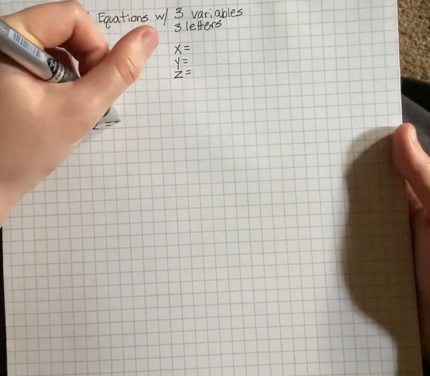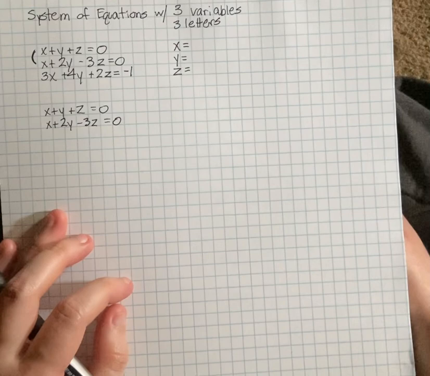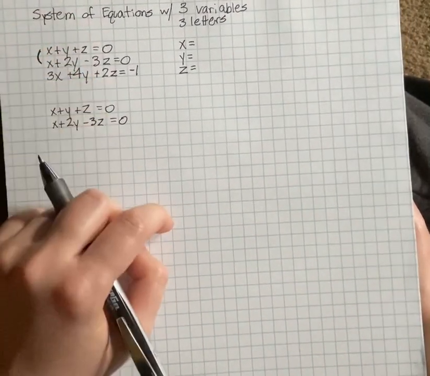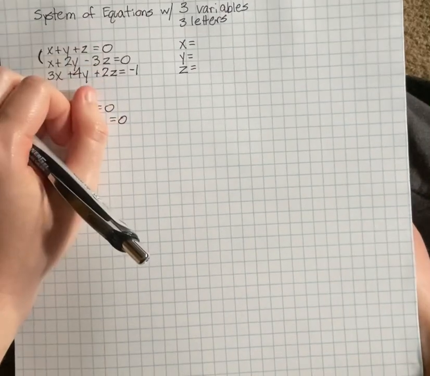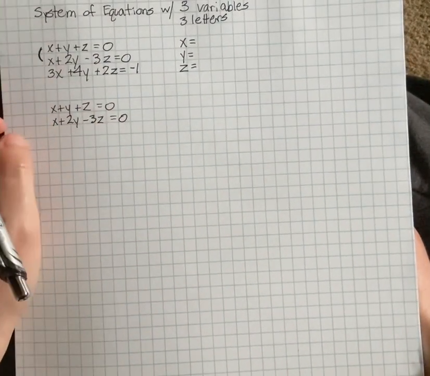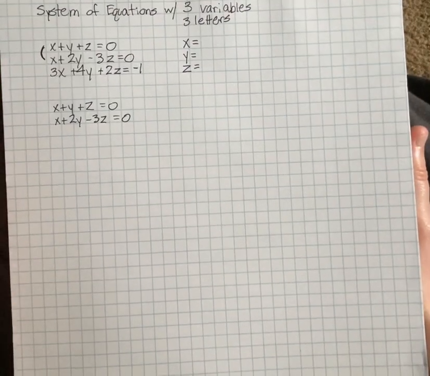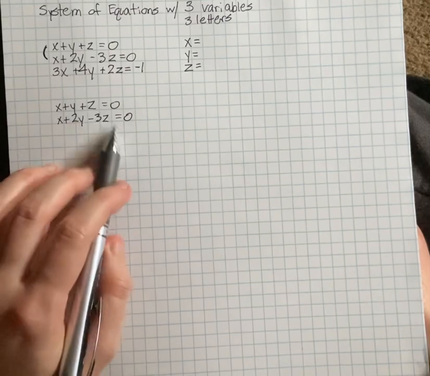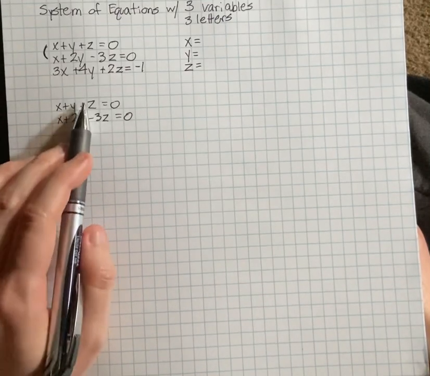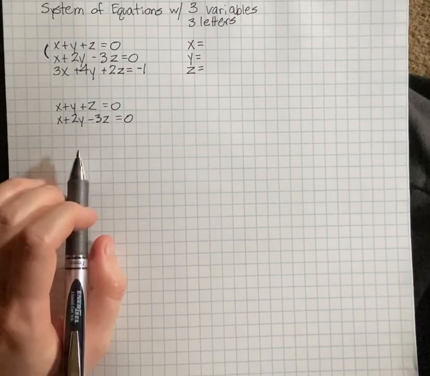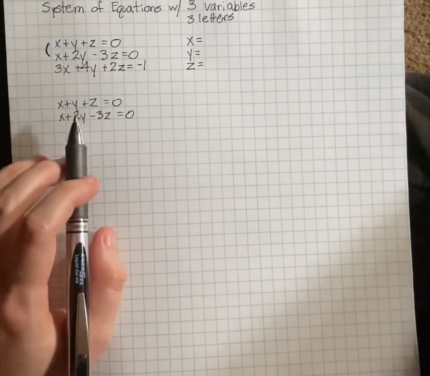Now I could go for any letter I wanted. I could get rid of the x's, the y's, or the z's. I'm just going for the z's. My reasoning? It's already got a negative. I'm just that lazy. You can be lazy in math as long as you do it right. Now I can't just automatically eliminate these two because this is a 1z and this is a negative 3z. In order to get them to cancel, they have to be equal opposites.